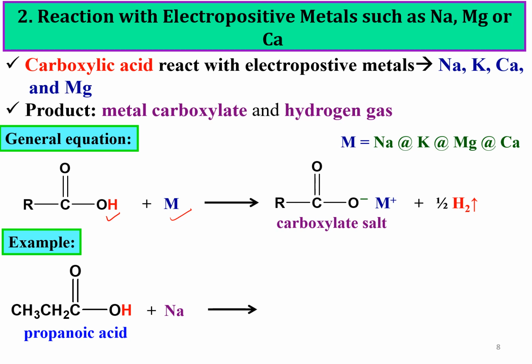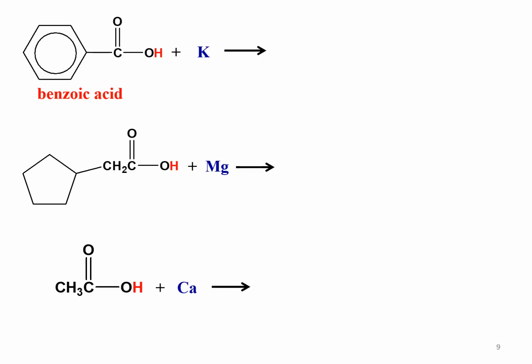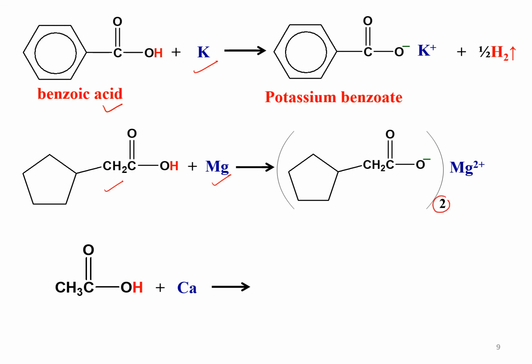Propanoic acid reacts with sodium, it forms sodium propanoate, which is a salt, plus half hydrogen gas. Now look at benzoic acid reacting with potassium. So it forms salt, potassium benzoate, and half hydrogen gas. Magnesium reacting with carboxylic acid forms salt also. You can see here, in order to balance it, the carboxylate ion had to be 2, and the reactant carboxylic acid must be 2 also. And the byproduct is 1 mole of hydrogen gas.